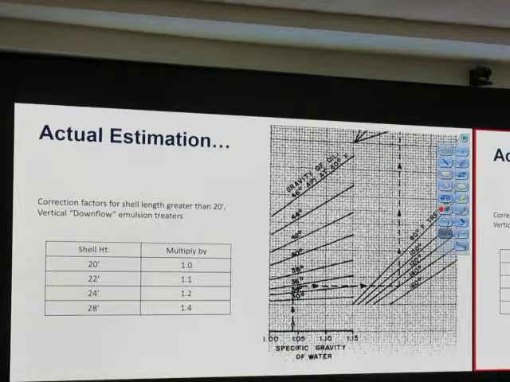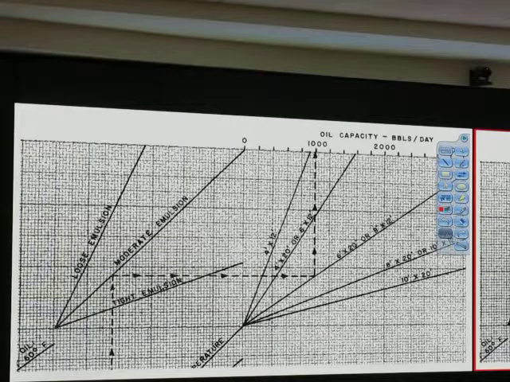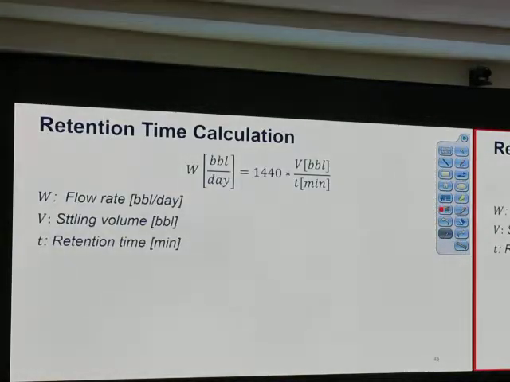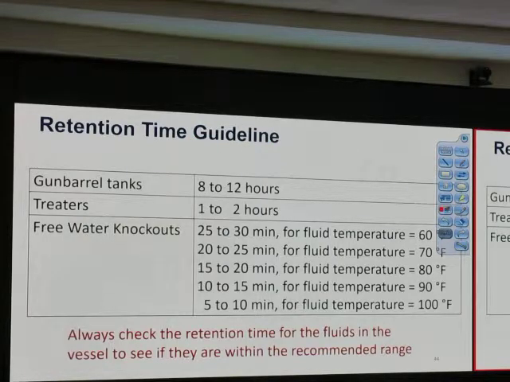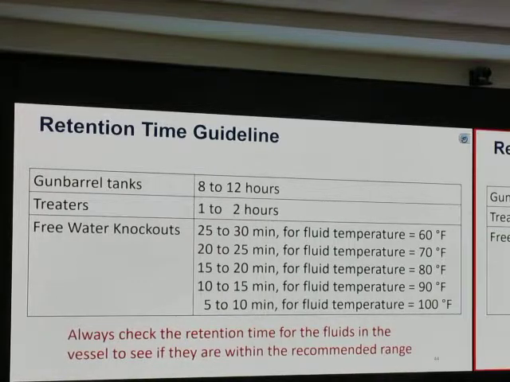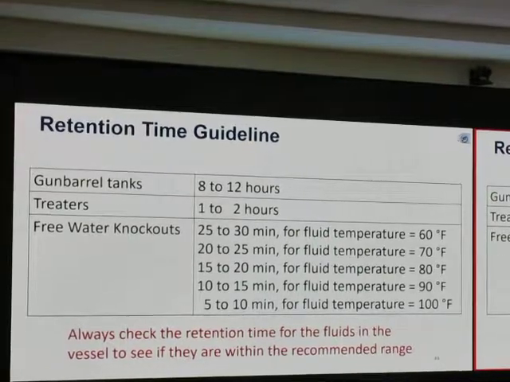Okay, this is a larger version. How do they do that? Retention time calculation. W equal to 1440 something. All right, retention time inside. Retention time has to be based on the total flow rate, the total flow rate that goes inside. Gun barrel.